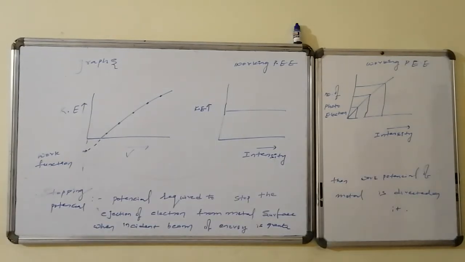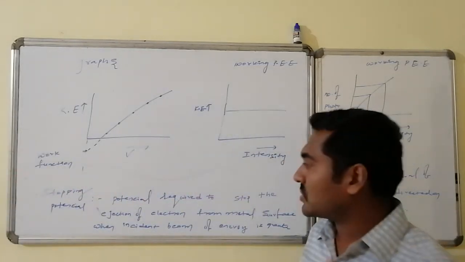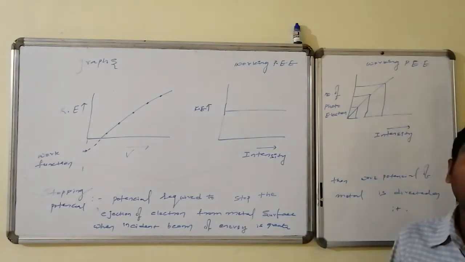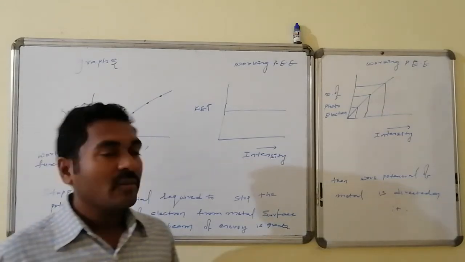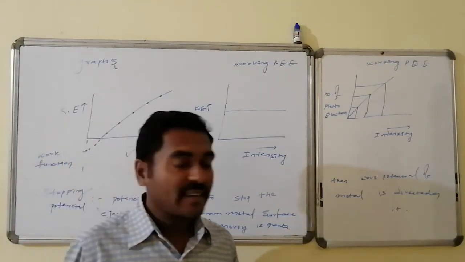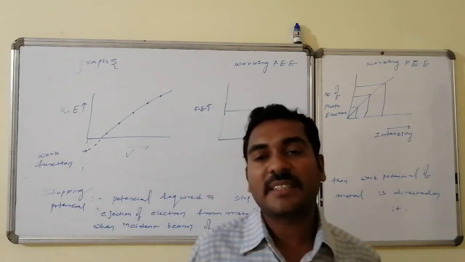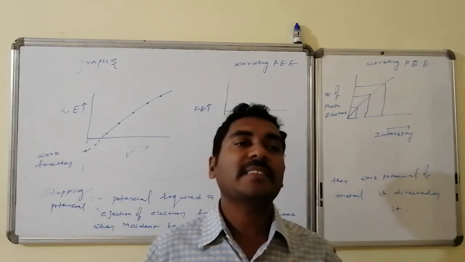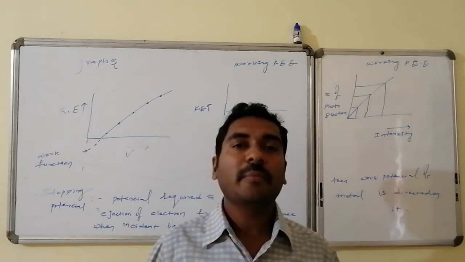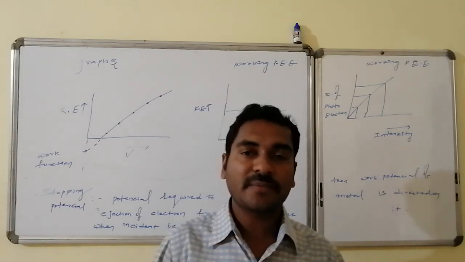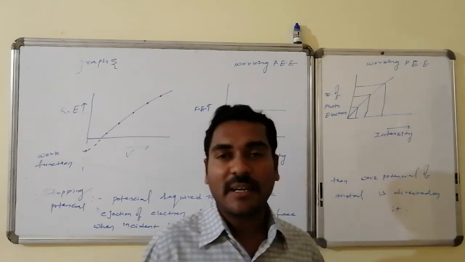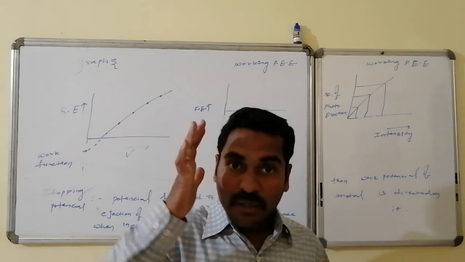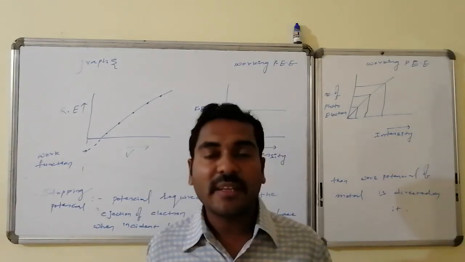Another technical term in the photoelectric effect is stopping potential. The potential required to stop the ejection of electrons from the metal surface, when an incident beam of energy greater than the work function of the metal is directed on it, is said to be the stopping potential. That is, when a photon of high energy is incident over the metal surface, it leads to the photoelectric effect. To stop this ejection, the negative potential applied so as not to release the electron is said to be the stopping potential.